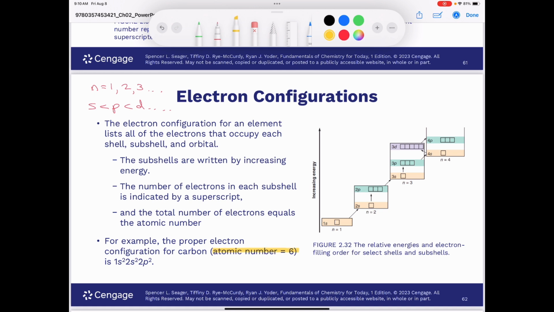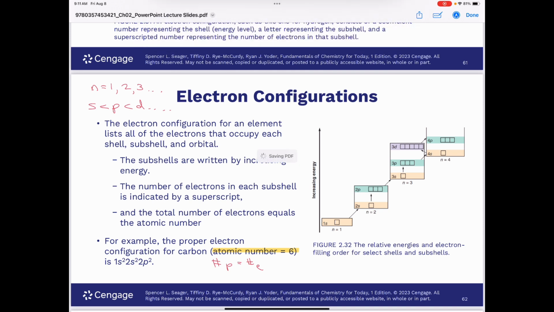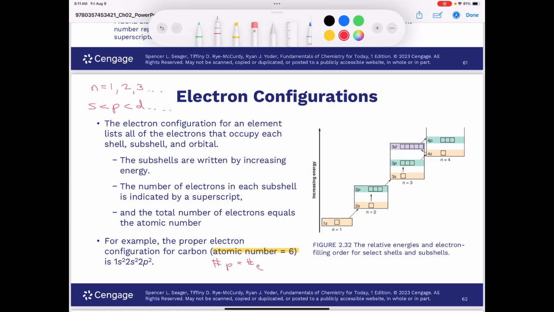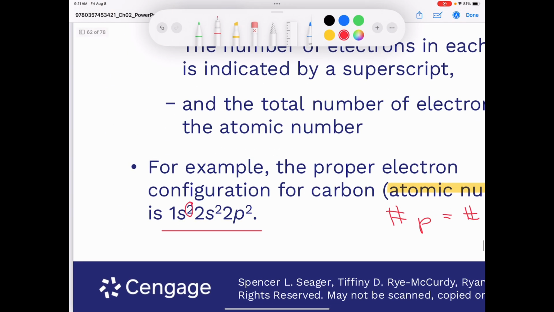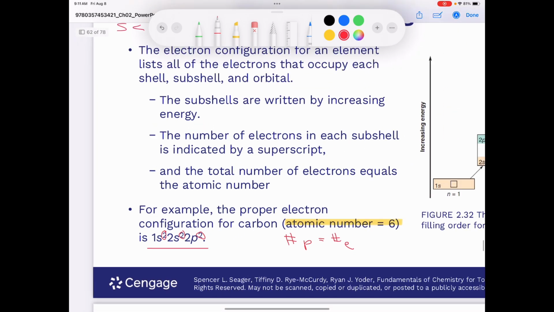Remember that atomic number is the number of protons, right? But remember that carbon, if it's not an ion, it's a neutral atom. So that means it's going to have the same number of electrons in this specific case. The number of protons and the number of electrons will be equal. And so if you tally up the total number of electrons in this electron configuration, we have 1, 2, 3, 4, 5, 6. Okay, cool.